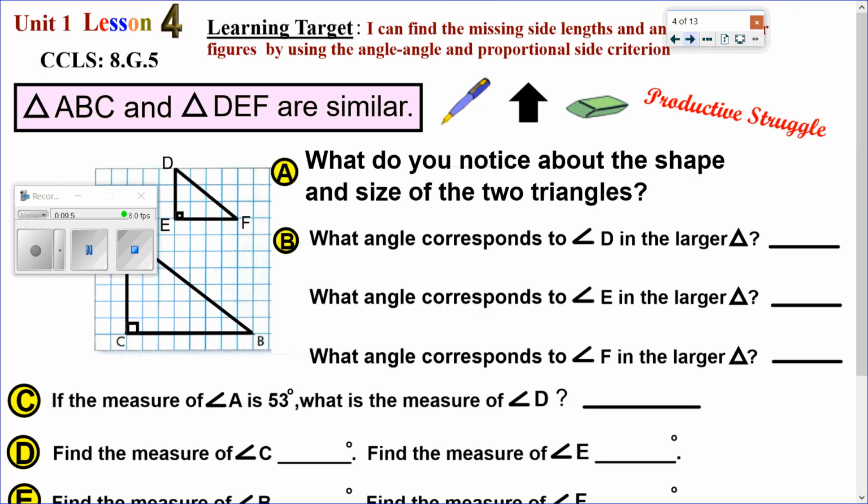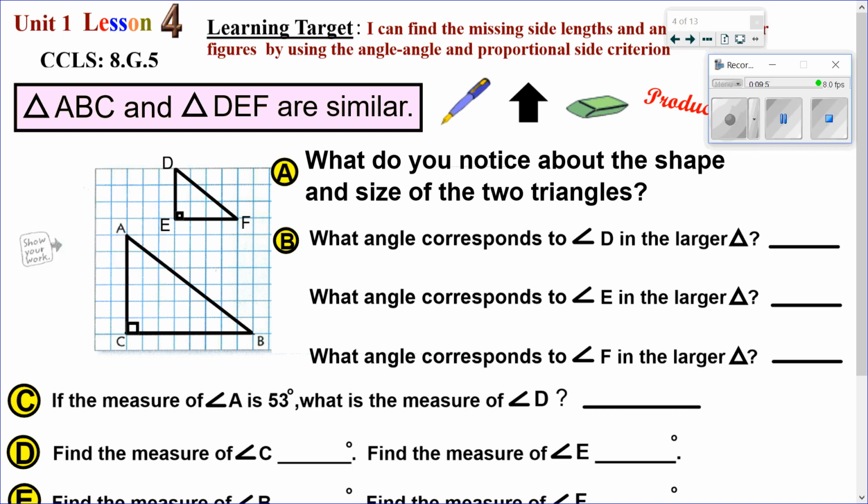And now we have here triangle ABC and triangle DEF are similar. What do you notice about the shape and size of the two triangles? Well, based on what we did on the previous slide, we know they're the same shape, but not the same size. So we write the same shape, different size.